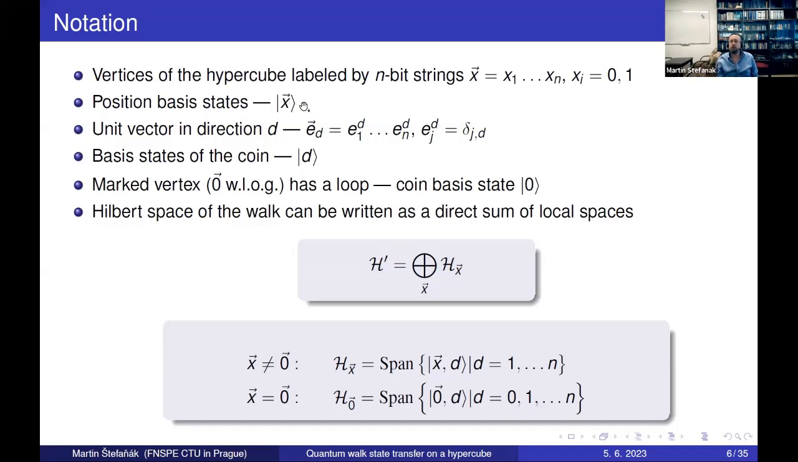But this is not enough to define a unitary discrete time evolution. We also have to have the quantum coin that mixes the directions on every vertex. So on the hypercube, if we have an n-dimensional hypercube, each vertex has n neighbors. To every direction d from 1 to n, we have the unit vector in this direction, which is just that there's a 1 on the position, and all the other elements are 0. And to every such direction, we assign a basis state of the coin space.